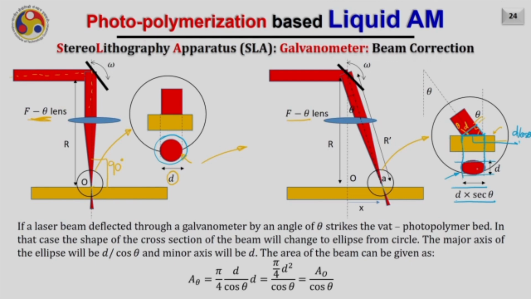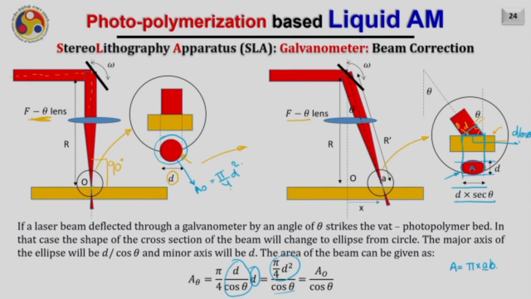Hence in that case, the area of this laser beam spot will be A equals, we know that, pi by 4 into major axis into minor axis, so a into b. What is the major axis? Major axis is d by cos theta, and the minor axis is d. Hence you will get pi by 4 d square divided by cos theta. And what is this pi by 4 d square? This is the area of this spot when the laser beam is incident vertically, so I am calling it A naught, and it is nothing but pi by 4 d square.